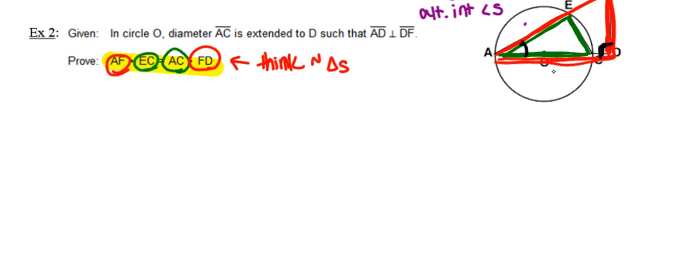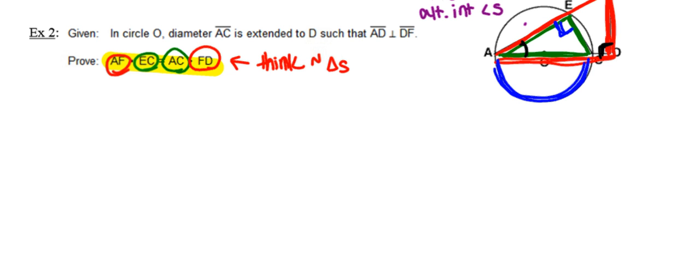I know that angle E is inscribed in the semicircle. In looking at this picture, AC is a semicircle. Angle E is inscribed in that blue arc. Any angle inscribed in a semicircle has to be a right angle. So I know that the angle at point E has to be a right angle.